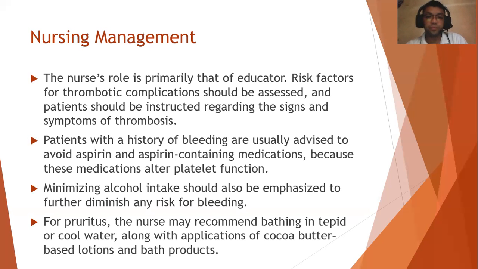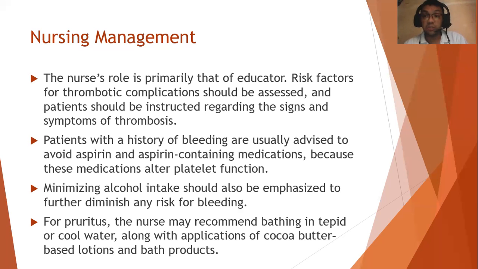Nursing management: our role here is primarily as an educator. Risk factors for thrombotic complications should be assessed, and patients should be instructed regarding the signs and symptoms of thrombosis. Patients with a history of bleeding are usually advised to avoid aspirin or aspirin-containing medications because these medications can alter platelet function. This will make the patient bleed further if they have bleeding signs and symptoms. So make sure to avoid medications that will cause the patient to bleed further. Minimizing alcohol intake should also be emphasized to further diminish any risk for bleeding.